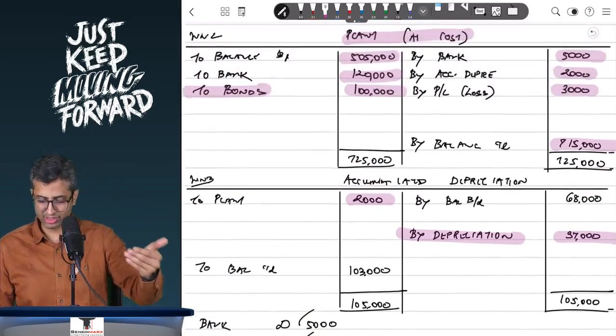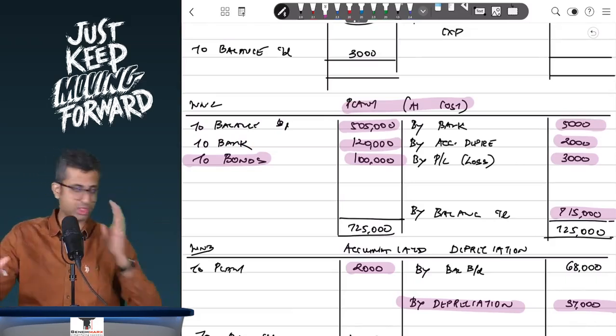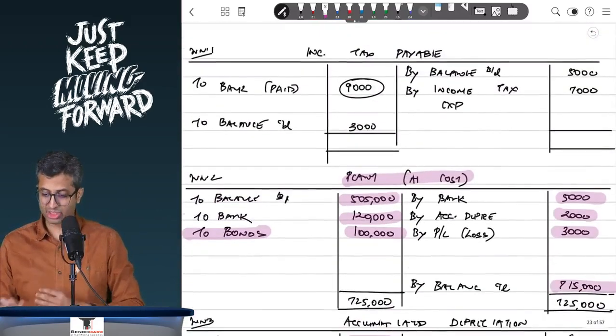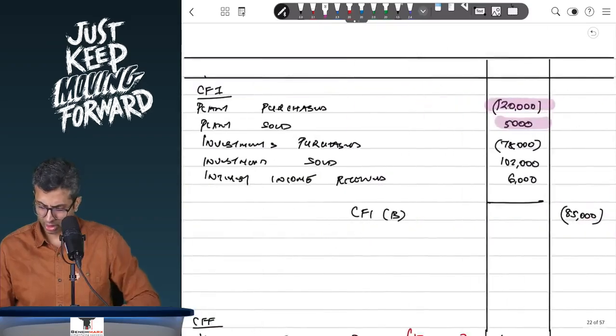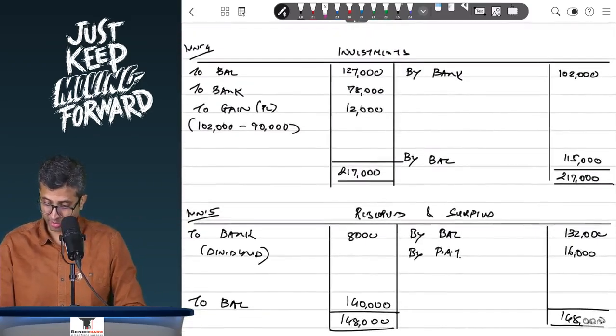Even if you were not given something else, like this asset purchase adjustment 3 was not given, you could have found this as a balancing figure. So this would take care of the adjustments regarding plant. Okay. Next, you look at investments. Now, investments also has 2 adjustments. You prepare the investment account.